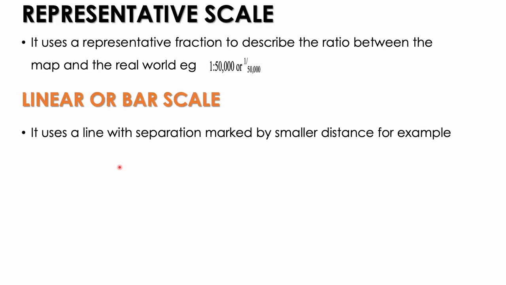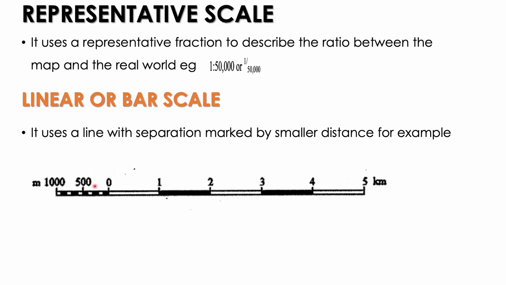The other one is the linear or bar scale. The linear bar scale uses a line with separations marked by smaller distances. For example, you have this line, and as you can see, there is 0, 100 meters and 500 meters, and these are kilometers. In other words, you are saying that the first unit represents one unit on the actual ground.